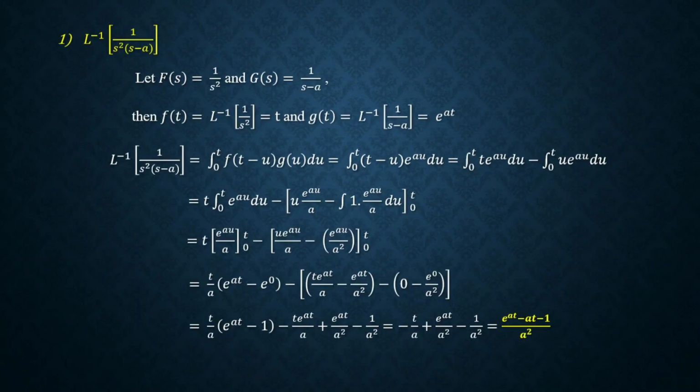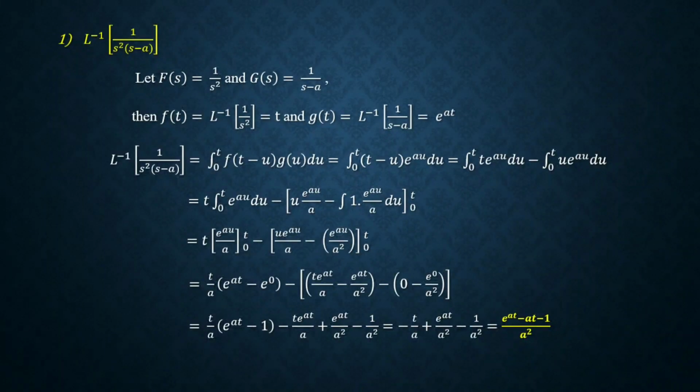Now, let's solve a problem. We have to find out the inverse Laplace transform of the function 1 by s square into s minus a. Here, we can write f of s is equal to 1 by s square and g of s is equal to 1 by s minus a. We have just split the function into two transforms of the functions.